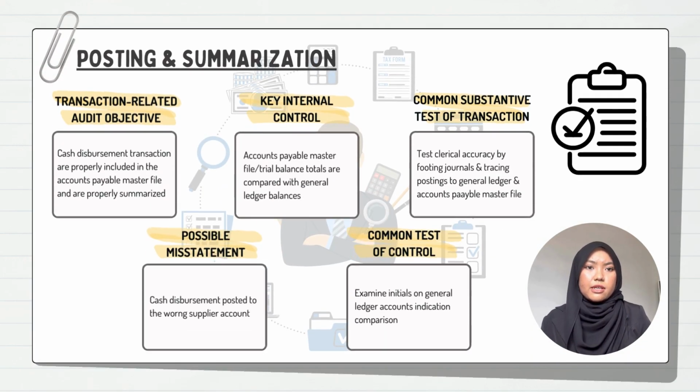The last one is posting and summarization. The transaction-related audit objective is that cash disbursement transactions are properly included in the accounts payable master file and are properly summarized. The possible misstatement is the cash disbursement posted to the wrong supplier account. The key internal control is that accounts payable master file trial balance totals are compared with the general ledger balance. The common test of control: examine initials on the general ledger account indicating comparison. And the last one is the common substantive test of transaction: test clerical accuracy by footing the journal and tracing postings to the general ledger and accounts payable master file.